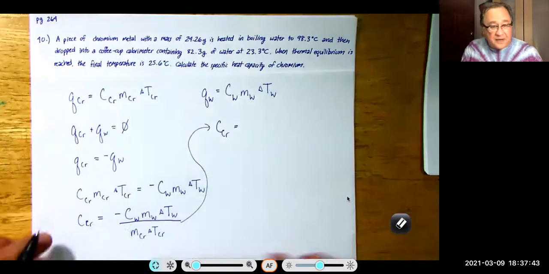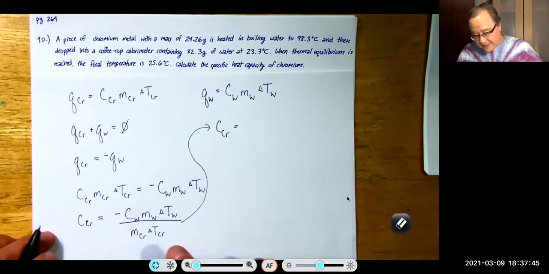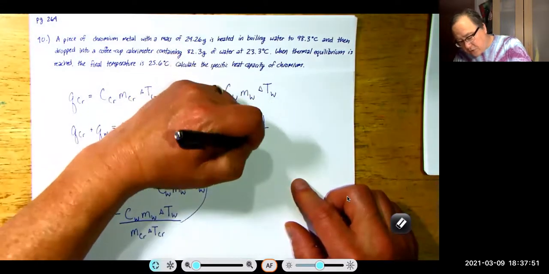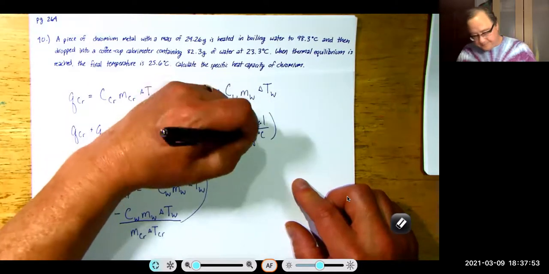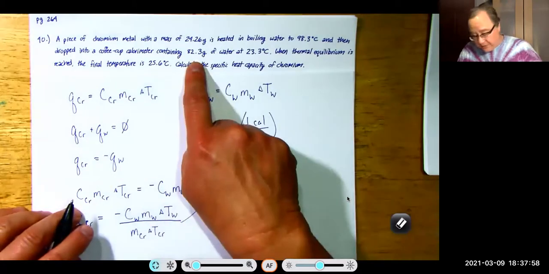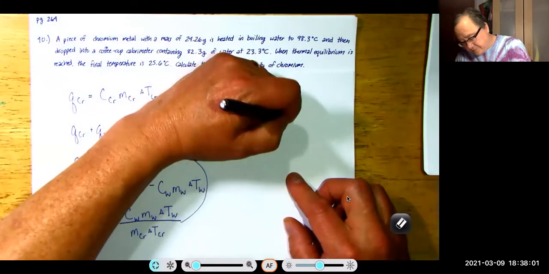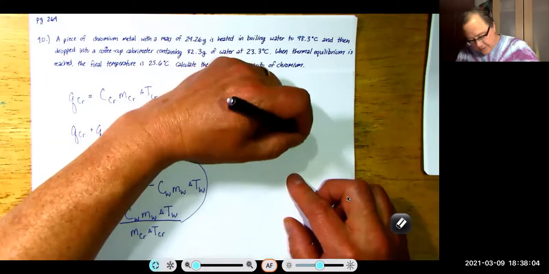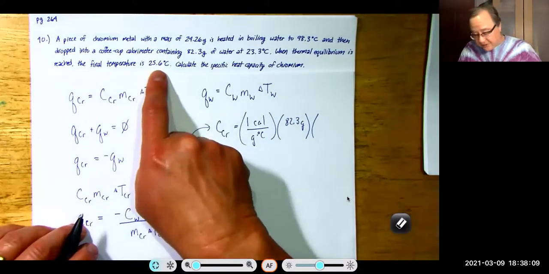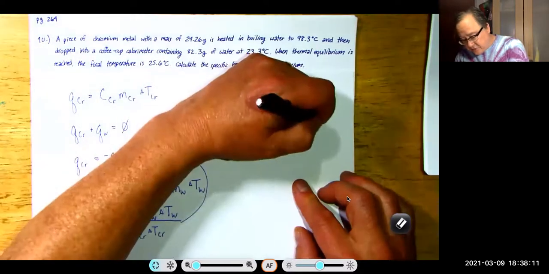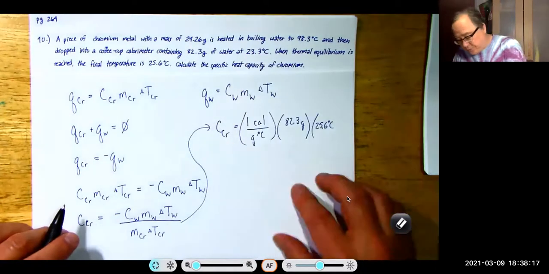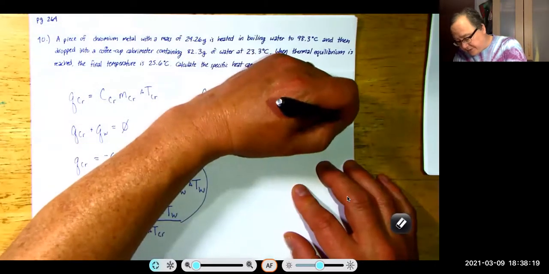So what is the specific heat capacity of water? You should memorize that as 1 calorie per gram per degree Celsius. What is the mass of water? We're given 82.3 grams. And what is the change in temp of the water? Well, it finishes at 25.6 degrees Celsius. So that's what we write down first, where it finishes.